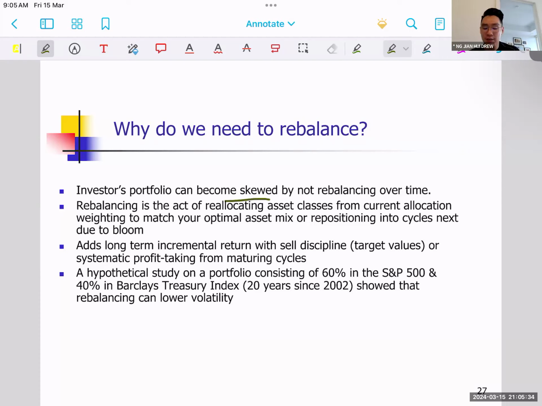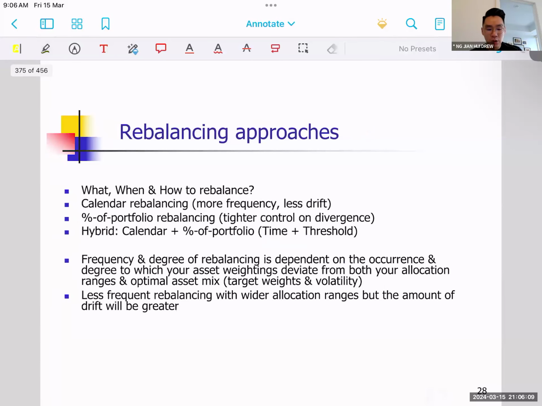Okay, so an investor's portfolio can become skewed if they do not rebalance over time. And one example is increasing stock price, right? So rebalancing is the act of reallocating assets. We can reallocate to different countries. You can reallocate anything, right? It's a long-term increment based on disciplined selling and systematic profit taking, right? So in rebalancing, we need to have a strategy. And usually this is written in the IPS as well, right? What's your rebalancing strategy?